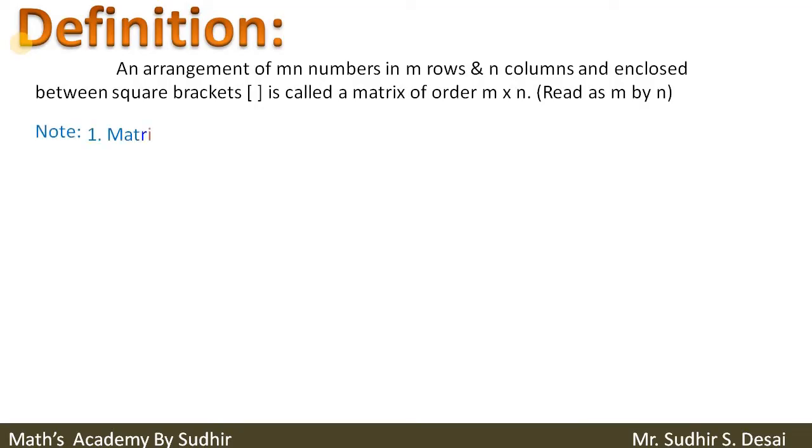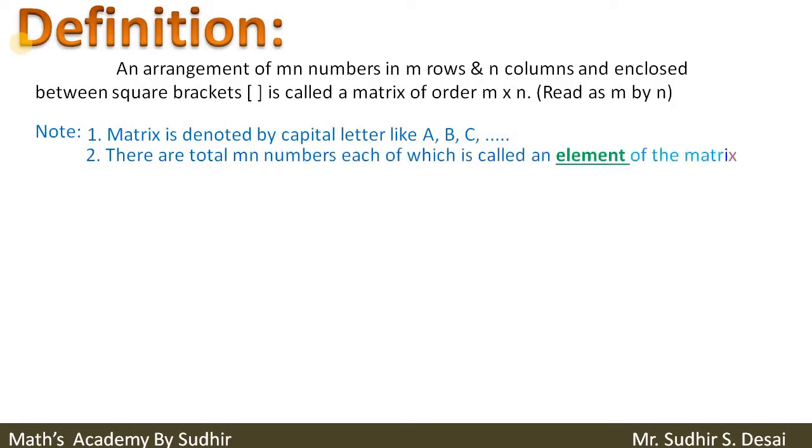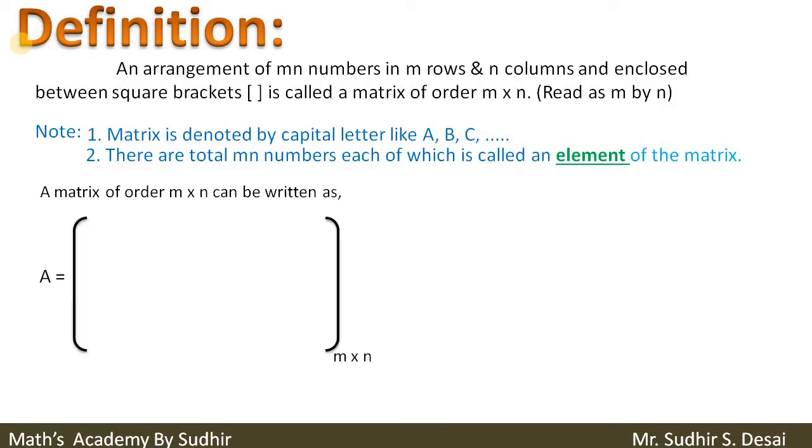Note that matrix is denoted by capital letter like A, B, C. Note 2, there are total mn numbers, each of which is called as an element of the matrix. A matrix of order m by n can be written as A is equals to. So first element is A11, A12, A13 and so on A1n. These are the elements of row 1.